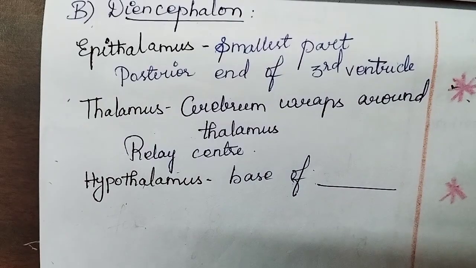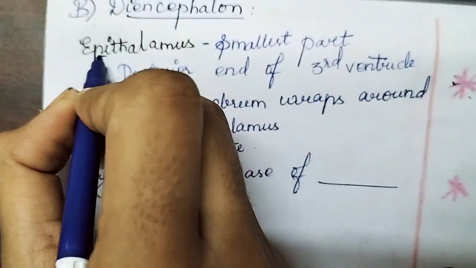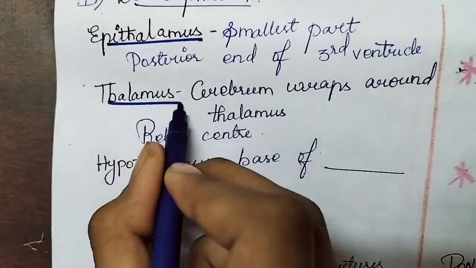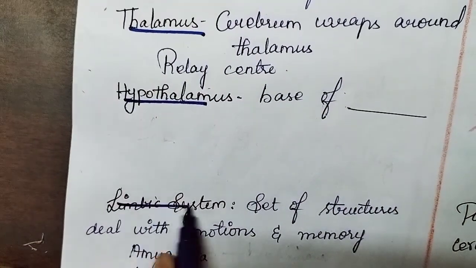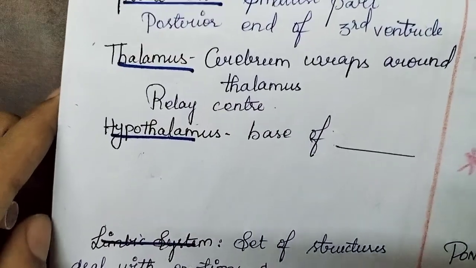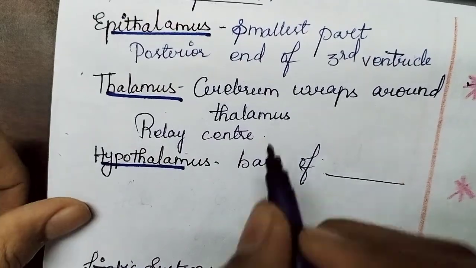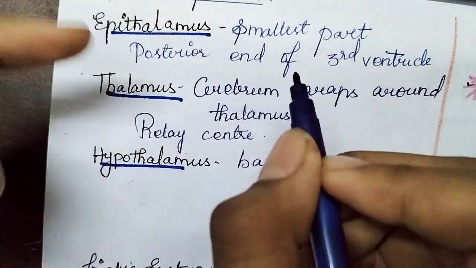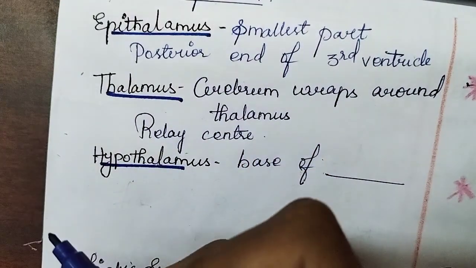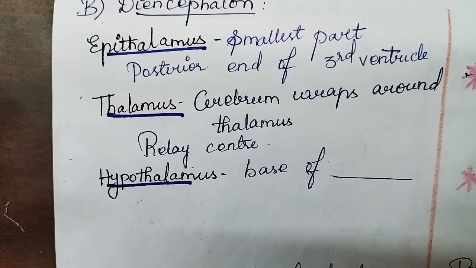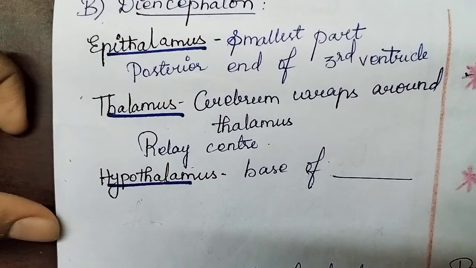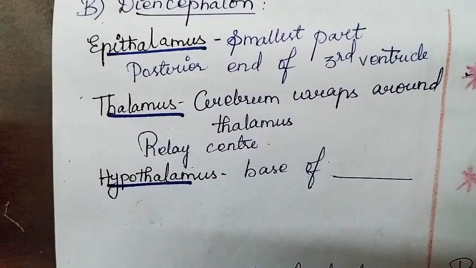Now we will deal with the diencephalon. The diencephalon has the epithalamus, thalamus, hypothalamus, and the limbic system. Okay, the epithalamus is the smallest part, at the posterior end of the third ventricle. I have already put a video about the brain ventricles, so refer to that before watching this topic.